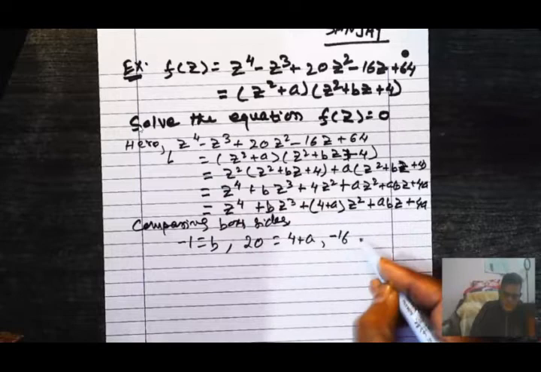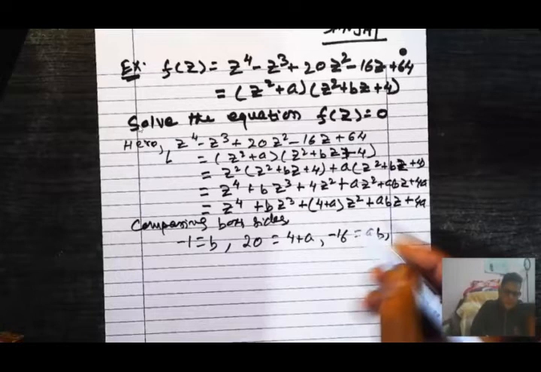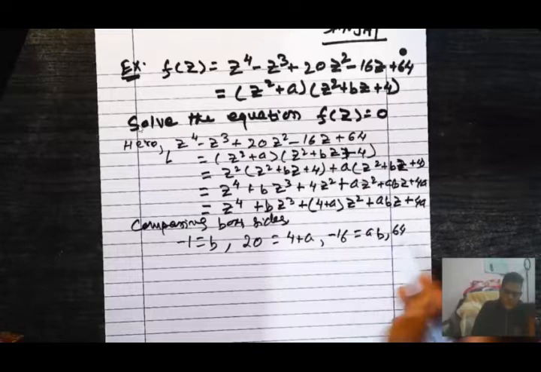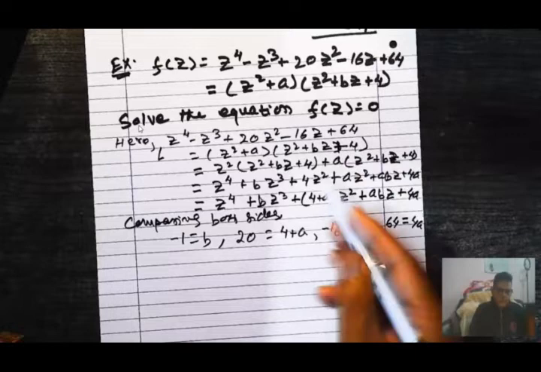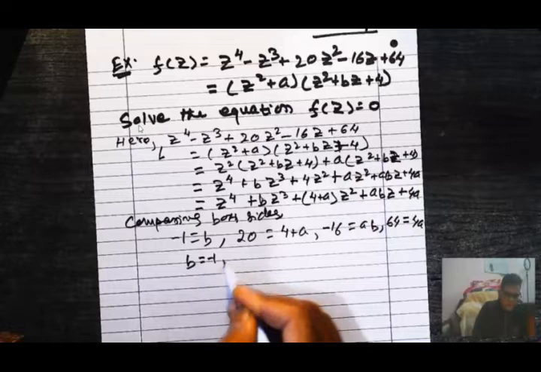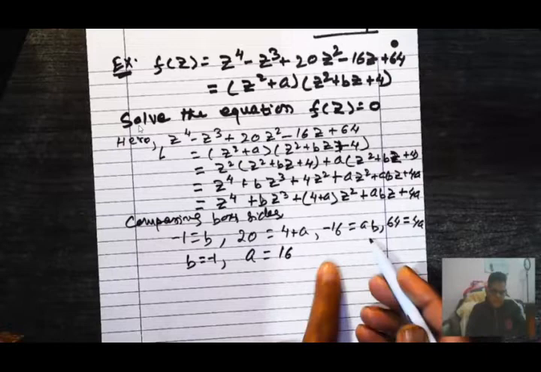Yes, this is 64, purely constant, so here it is 4a only. That equals 4a. Now we are interested in finding the values of a and b in this case. So b is already found over here, that is minus 1, and a you can see is going to be 20 minus 4, which is 16, and here also you can check if b is negative 1.